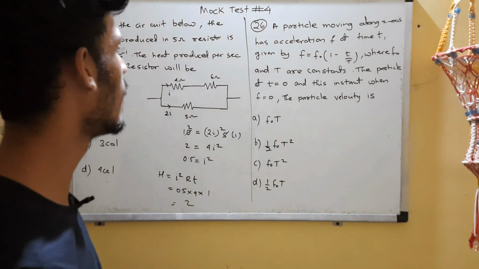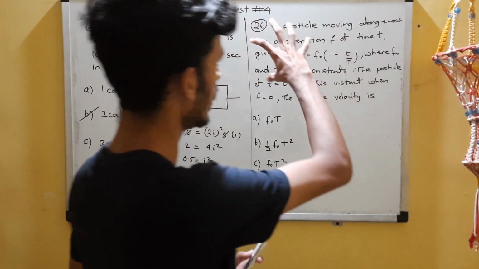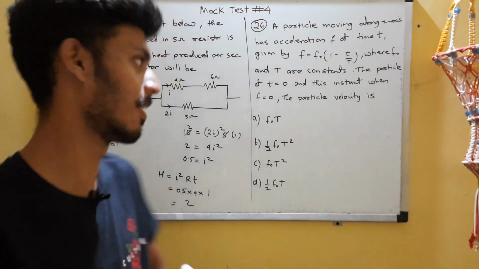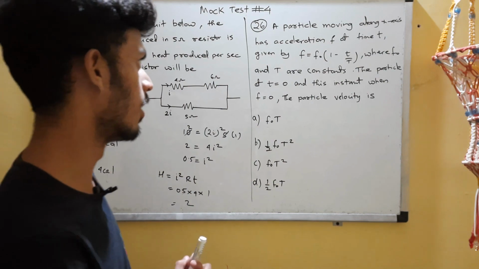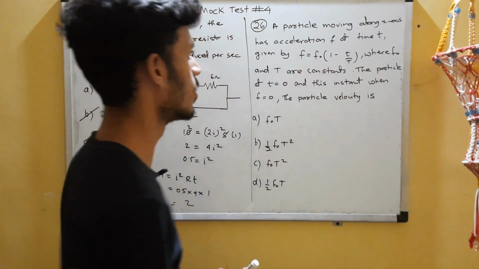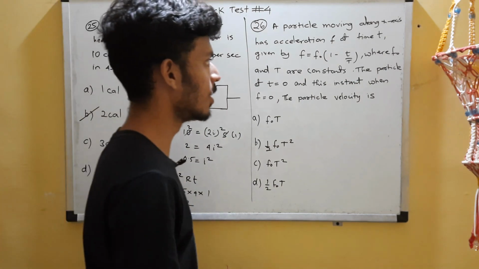Now let's come to this one. Here we have a particle. Its acceleration as a function of time is given, so the acceleration is varying with time. Where f naught and capital T are constants.